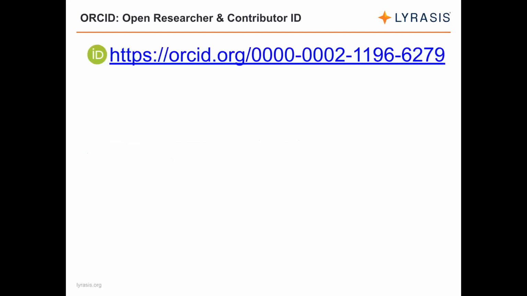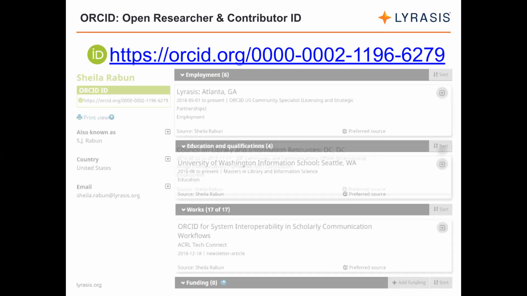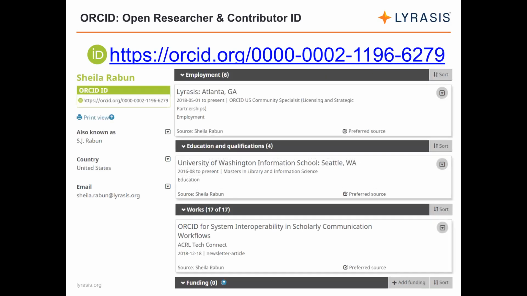So to get us started, just a quick reminder of what ORCID is. ORCID stands for the Open Researcher and Contributor Identifier. It is free for any individual to get their own unique 16-digit number that is formatted as a URI. It looks something like this. This is my ORCID ID. If you were to click on this URI, you would be taken to my ORCID record, and this is kind of a sample of what that looks like.